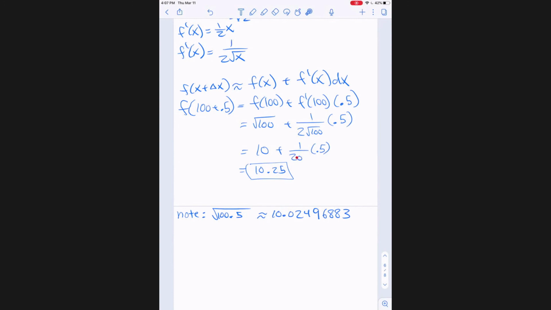1 divided by 20 is 0.05, times 0.5 is 0.025. So that's using differentials to approximate. Pretty neat, huh? Well, you don't think so, huh? All right, you're going to do one now.